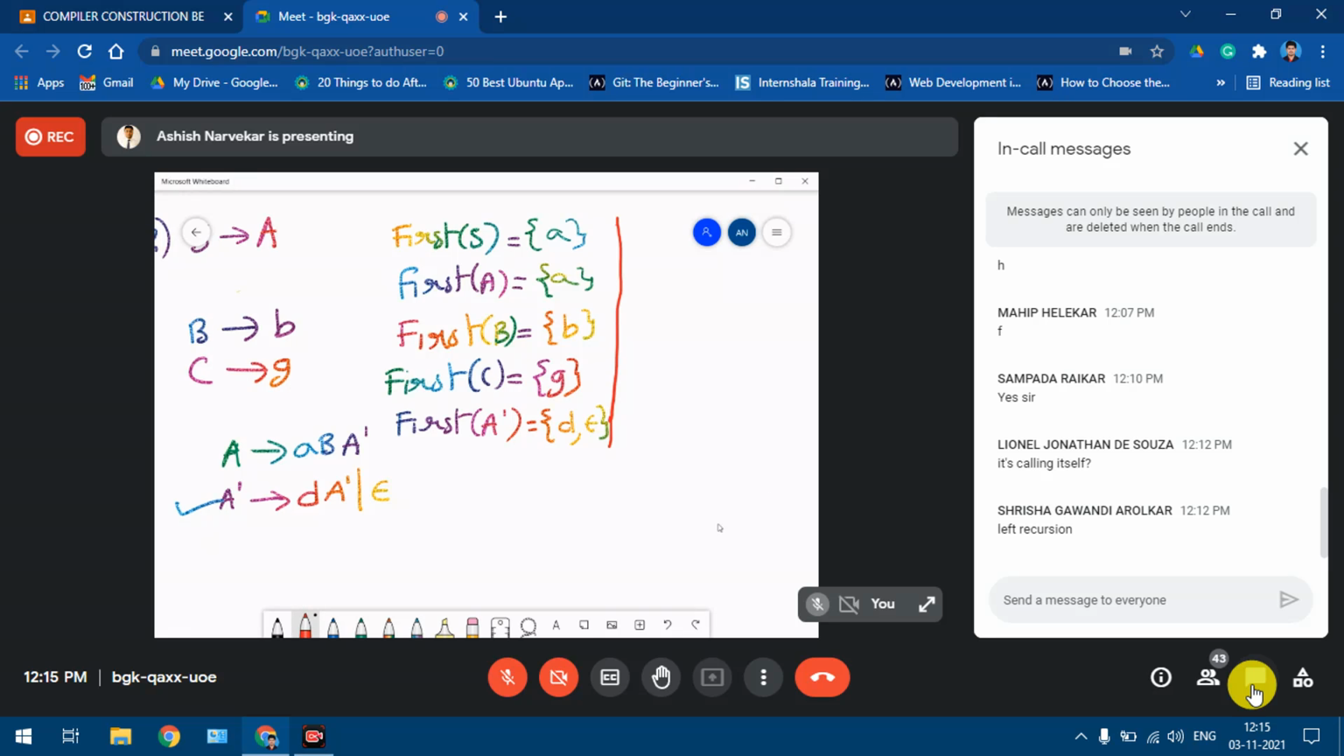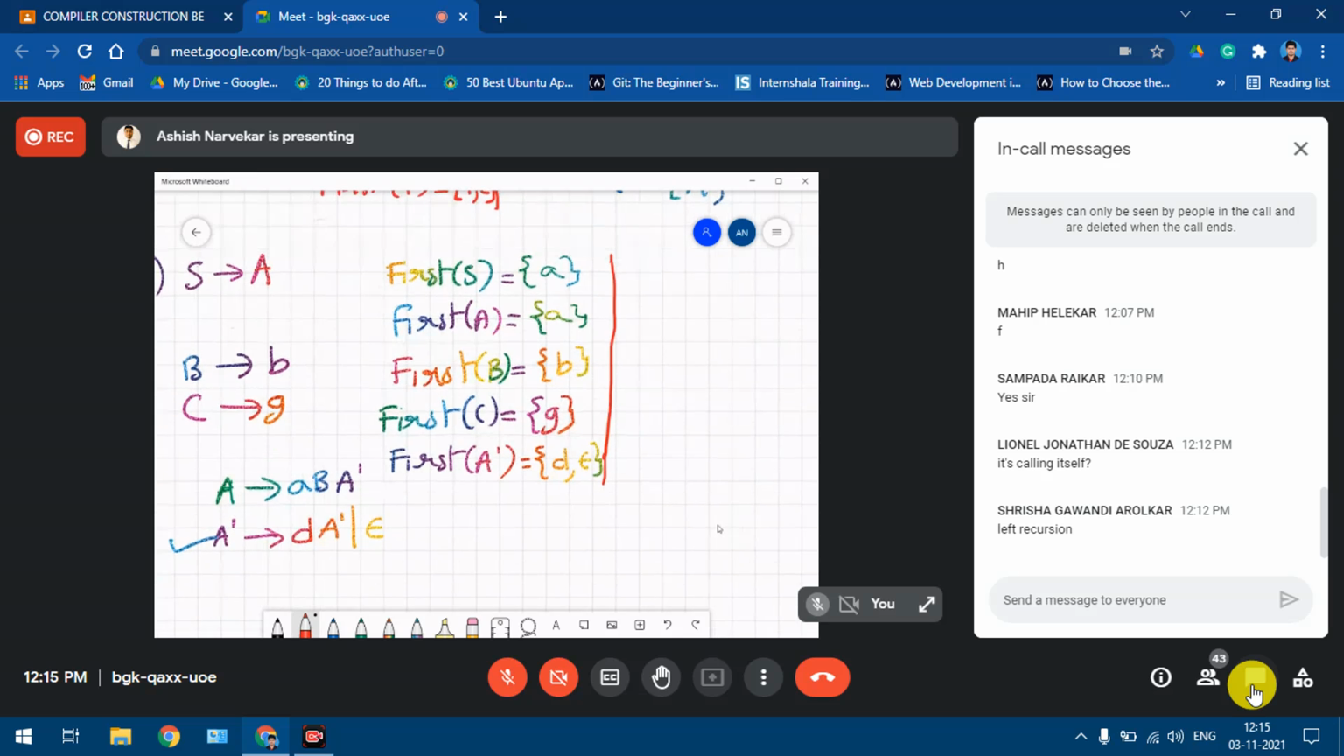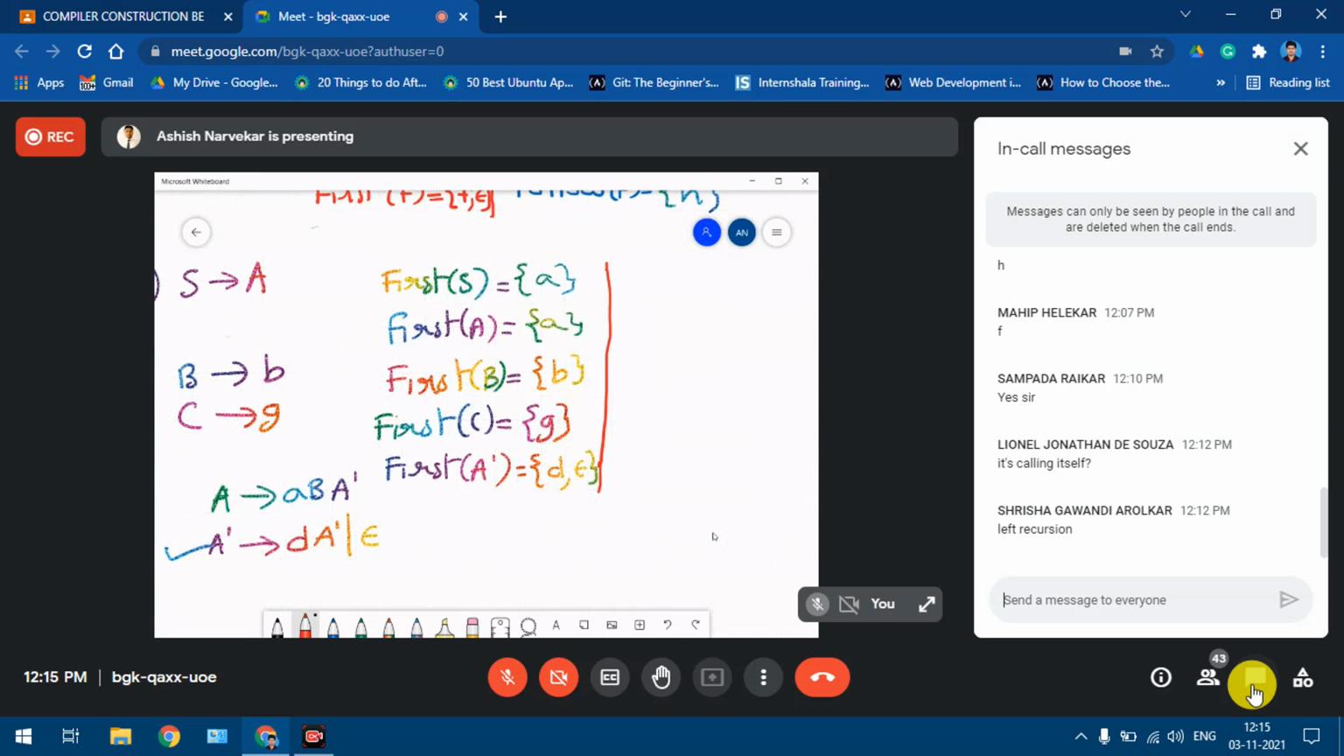For this type of grammar, anytime we are supposed to find first and follow, or when we'll be using these concepts in the parsers, suppose a parser requires our initial computation of first and follow, the first thing we need to check is whether the grammar itself has left recursion. If it has left recursion, we'll have to remove the left recursion, then find first and follow. Clear?